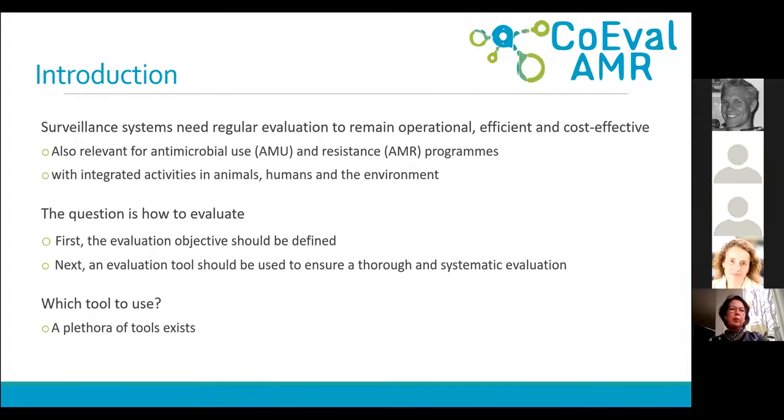If we go back and look at surveillance systems, then it makes a lot of sense to say that we need regular evaluation. Because if not, we're not sure that our systems and resources are invested in the right way, because we want our programs to remain operational, efficient, and cost effective. That also applies to programs about antimicrobial use and resistance, and maybe in particular to surveillance programs which have integrated activities in animals, humans, and the environment.